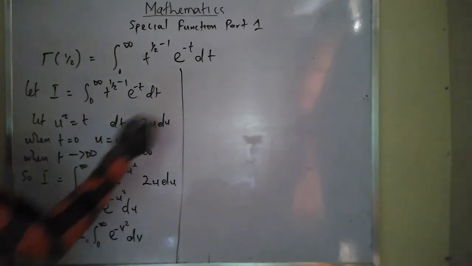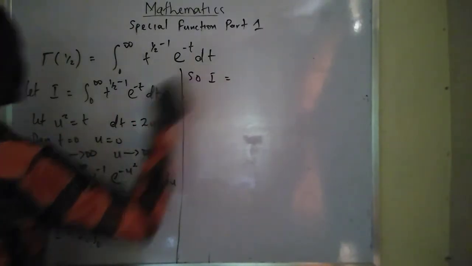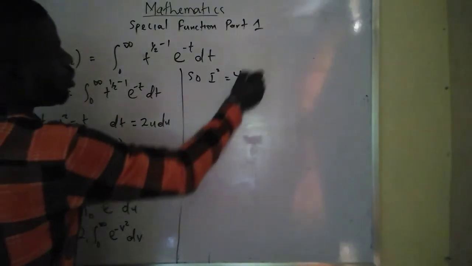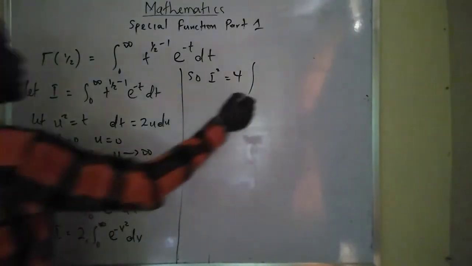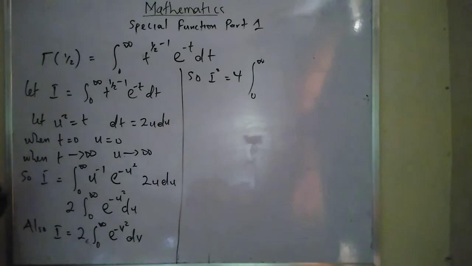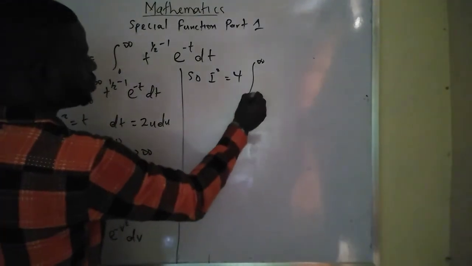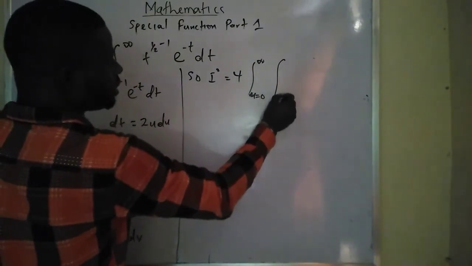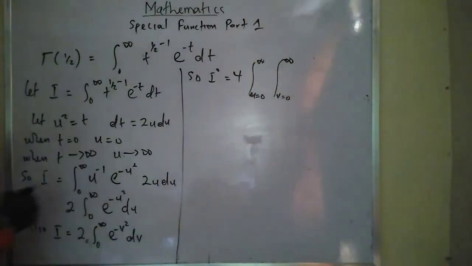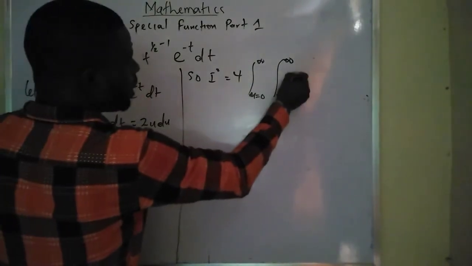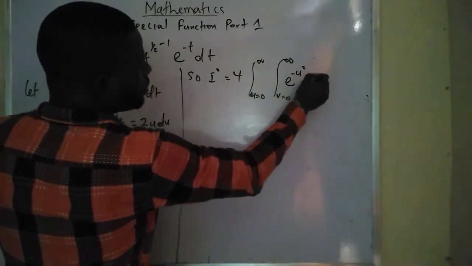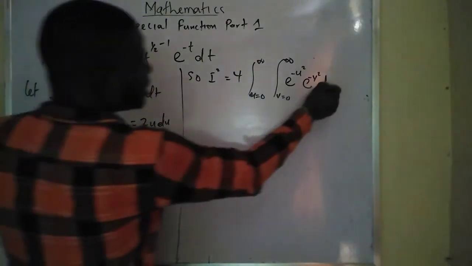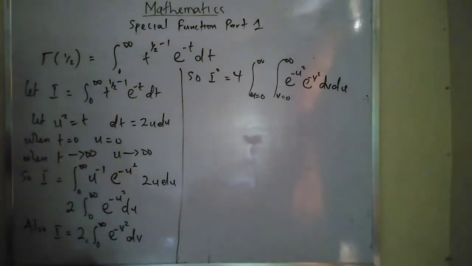I squared will be equal to 4 times the integral from u equals 0 to infinity and also the integral from v equals 0 to infinity, which is a double integral of e raised to the power of minus u squared times e raised to the power of minus v squared dv du.